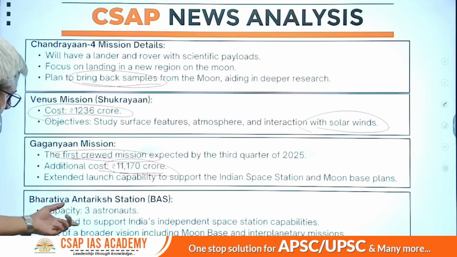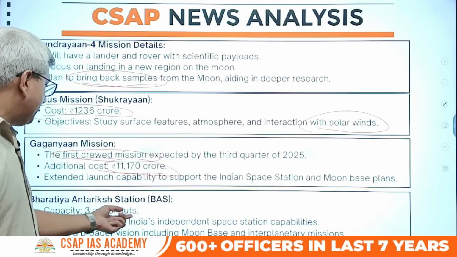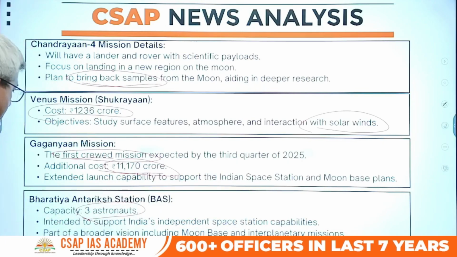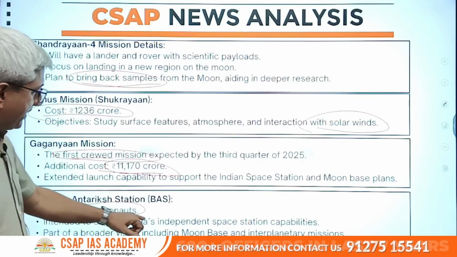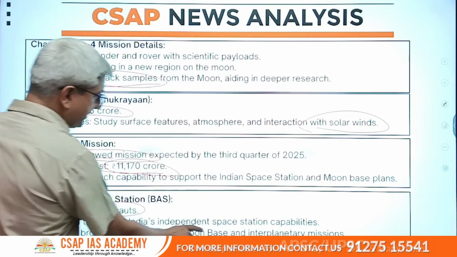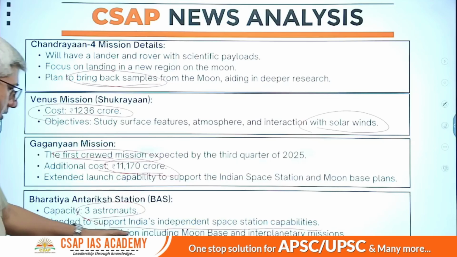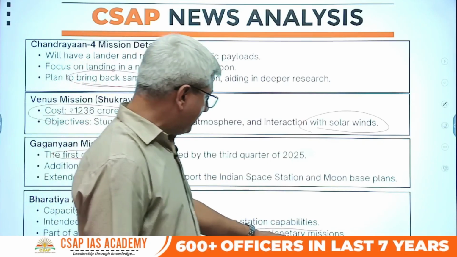So Bharatiya Antariksh Station, like the International Space Station, will have a capacity of three astronauts, intended to support India's independent space station capability. It is a very important objective, part of a broader vision including moon base and interplanetary missions.